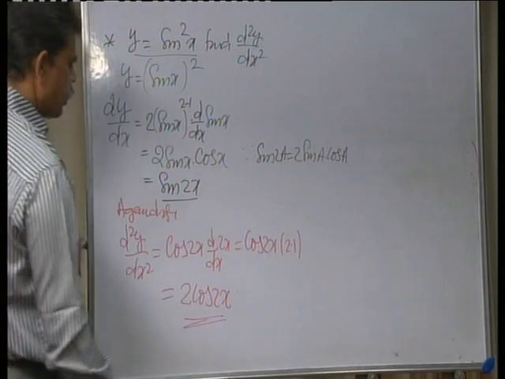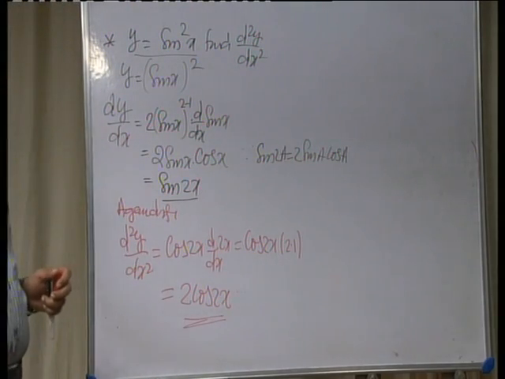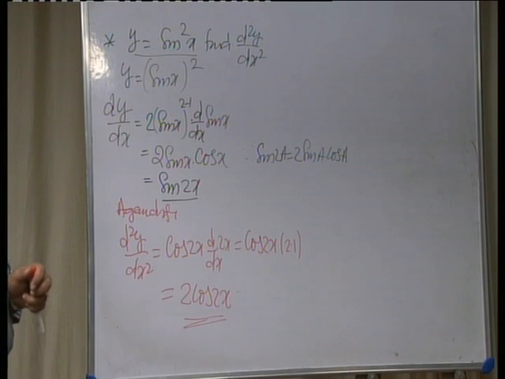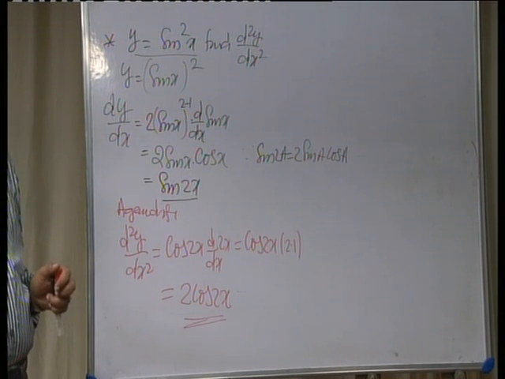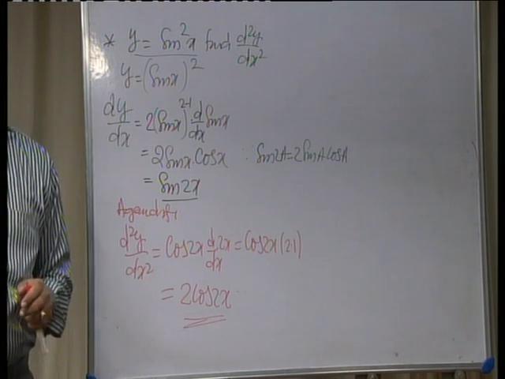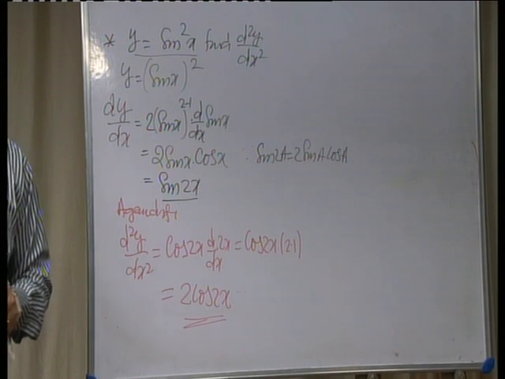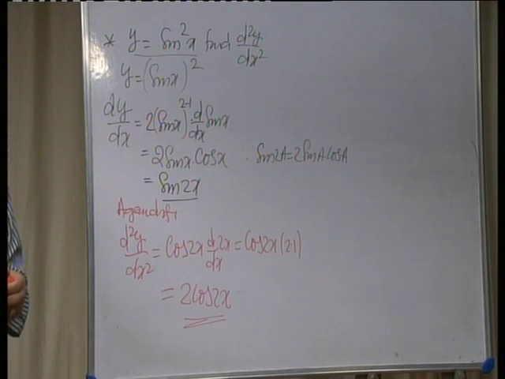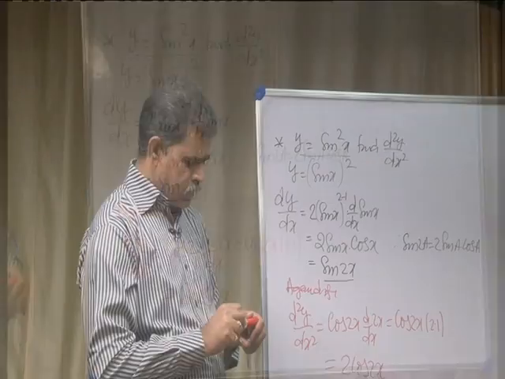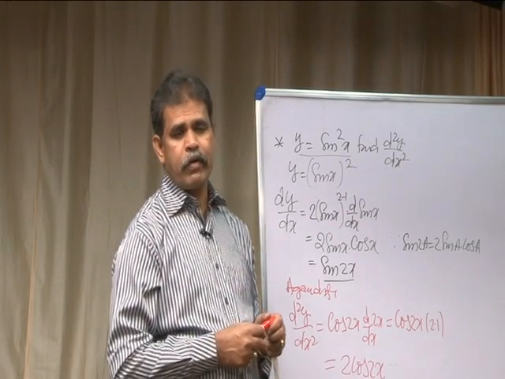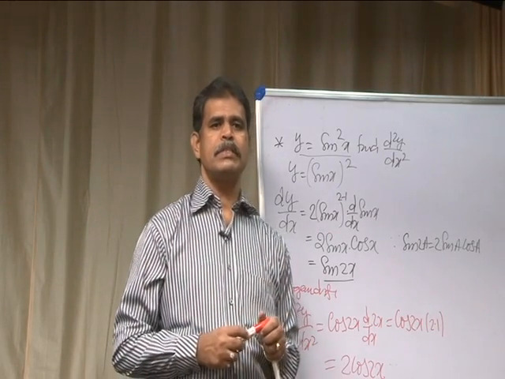It is called the second order derivative of y with respect to x. Here the function is what? y is equal to sin square x. So, for successive differentiation I have shown a few examples.